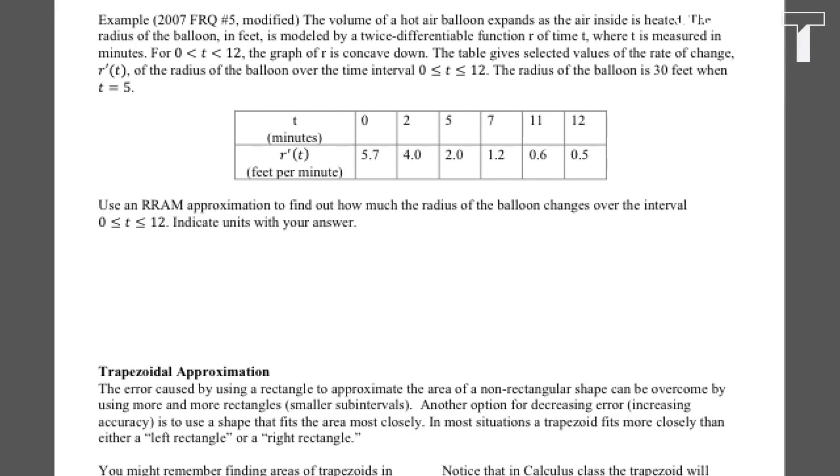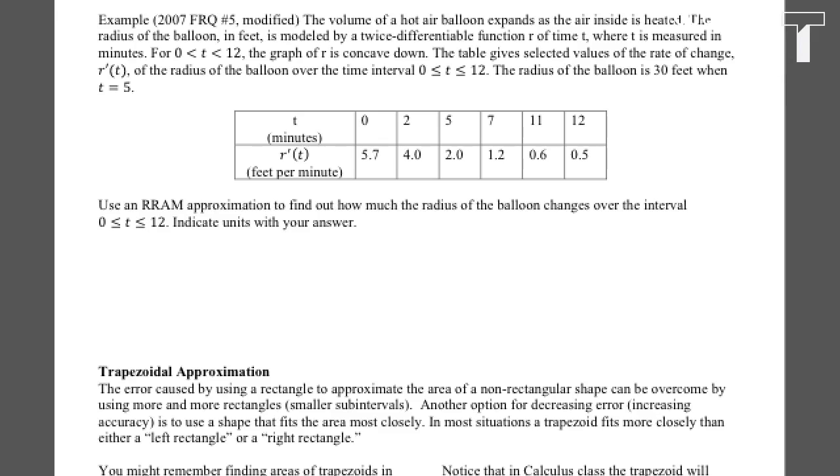So here's another problem. This time, you've seen this problem before. I have a balloon. The radius is expanding, so the volume of the balloon is expanding. And I know something about r prime of t. I know how fast the radius is changing, at least at these certain time values. The question I want to know is, over the time 0 to 12 minutes, how much does the radius grow? So essentially what I want to do is find the area under the r prime curve. Of course, I don't have an r function that I can look at, but I can use rectangles to approximate, and I've been instructed to use RAM.